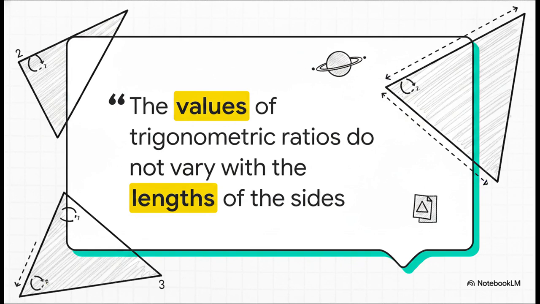Our source material puts it perfectly. The values of the trigonometric ratios of an angle do not vary with the lengths of the sides of the triangle if the angle remains the same. Let that sink in for a second.